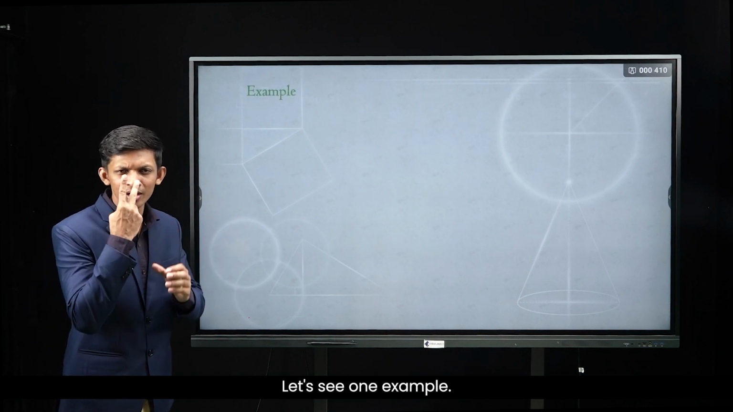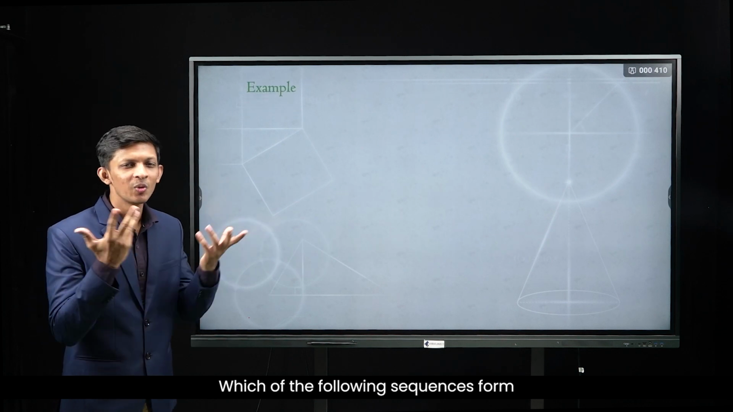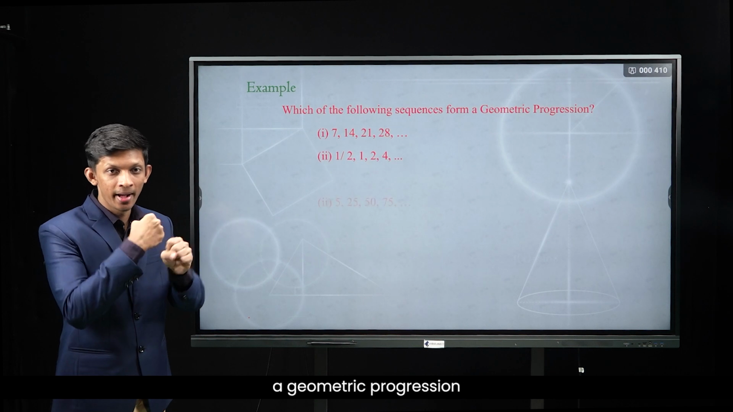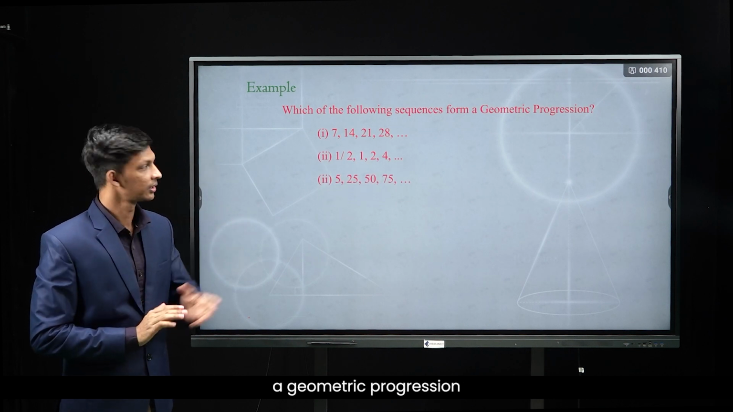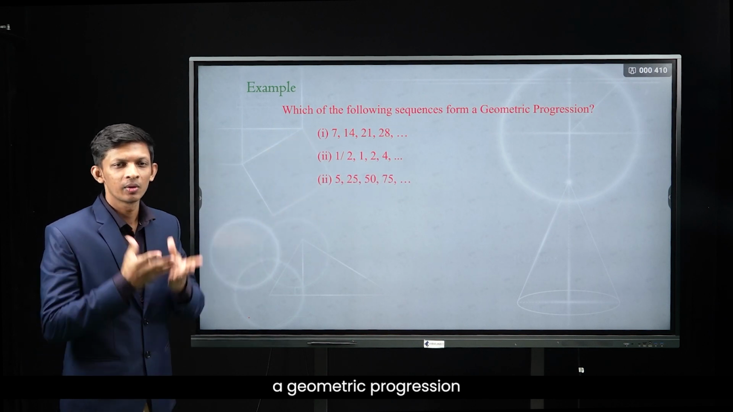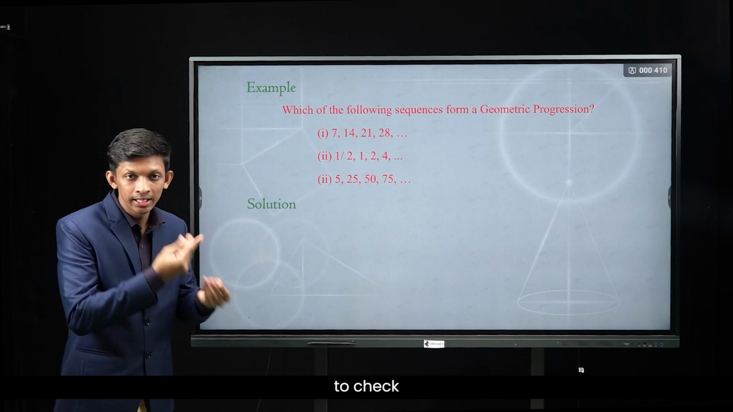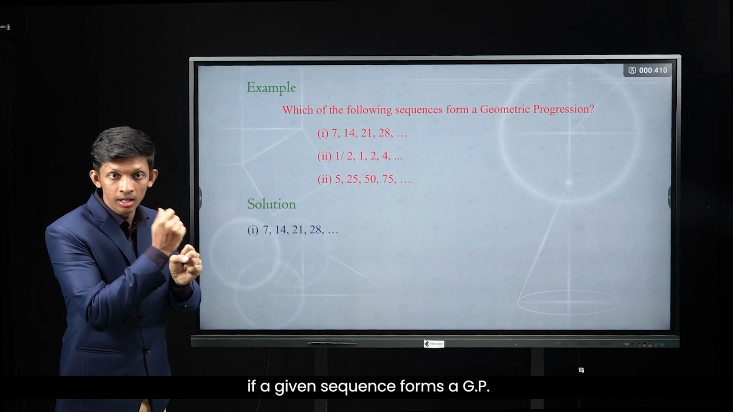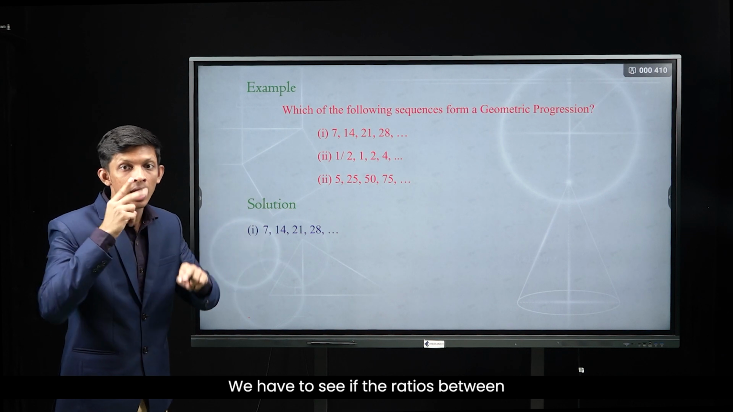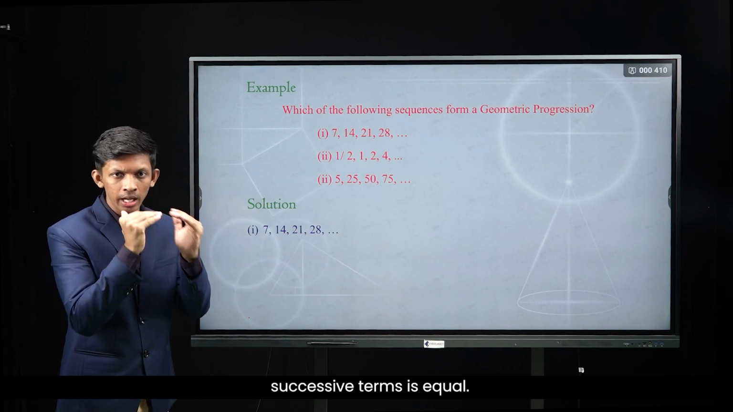Let us see one example. Which of the following sequences form a geometric progression? Solution. To check if a given sequence forms a geometric progression, we have to see if the ratios between successive terms are equal.